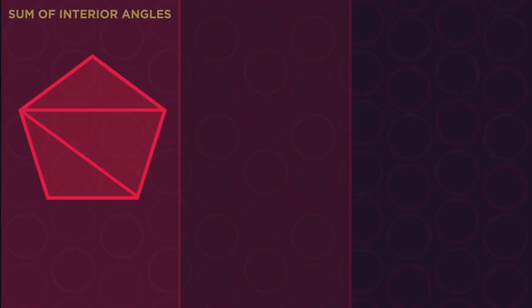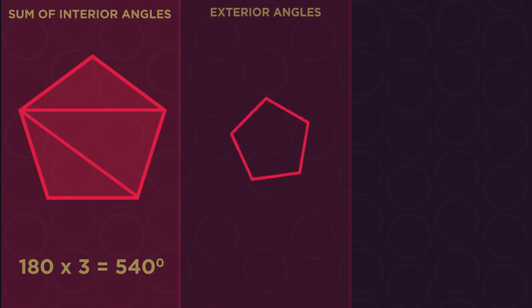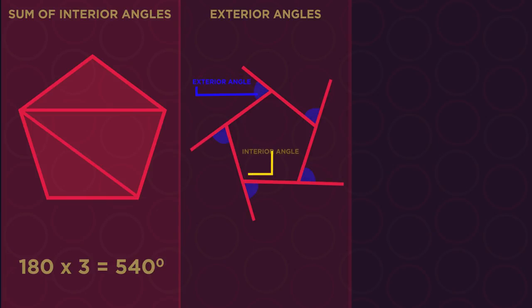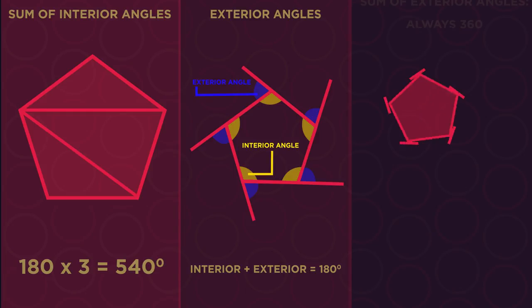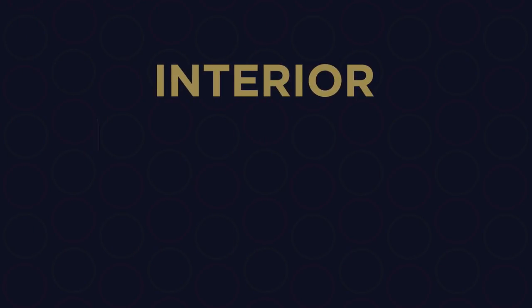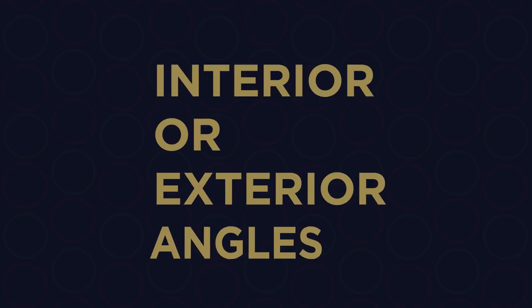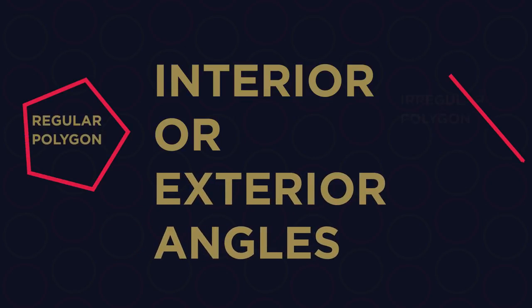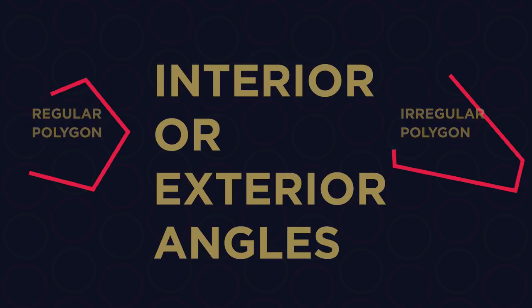For the sum of interior angles, you subtract 2 from the number of sides and multiply it by 180. You can always fit 2 less triangles in. Exterior angles always make 180 degrees with the interior angle. And exterior angles always add up to 360 degrees. Combining knowledge of all of these facts, we can work out any interior or exterior angles. Just make sure you check if it's a regular or irregular polygon first.